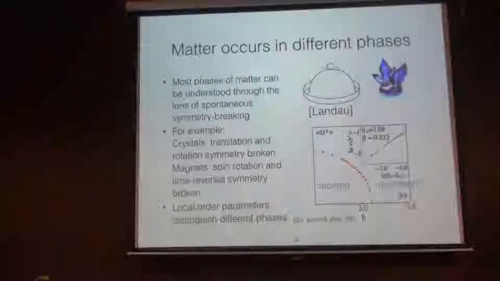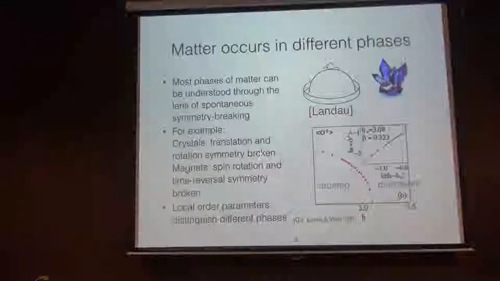So we know the matter phases can be understood by Landau symmetry breaking theory. For example, for the crystal, we have an array of atoms, and sometimes it breaks the translation and the rotation symmetry. Another example is a magnet. We know the magnet has a north and a south pole, so it breaks the spin rotation and the time reversal symmetry. So we can ask the question, how to classify the different phases and the phase transitions.